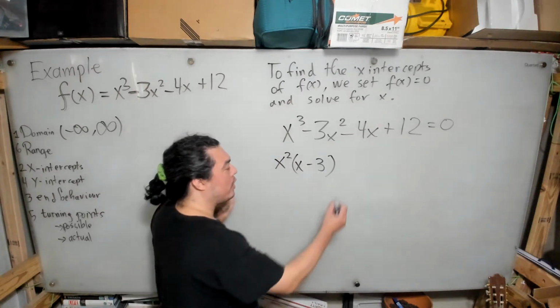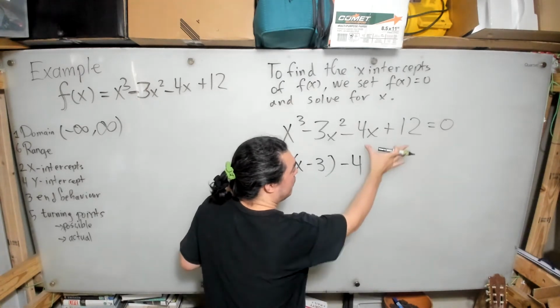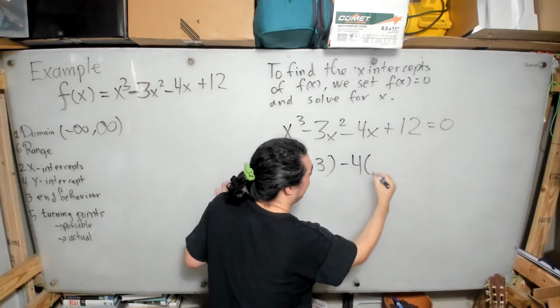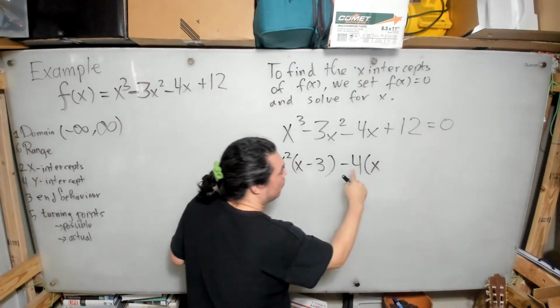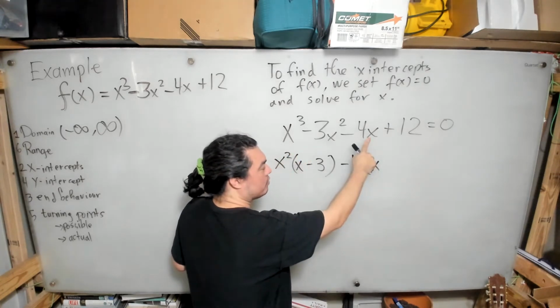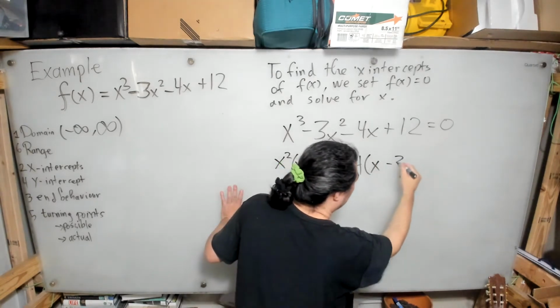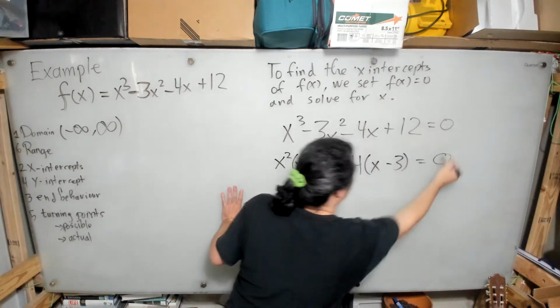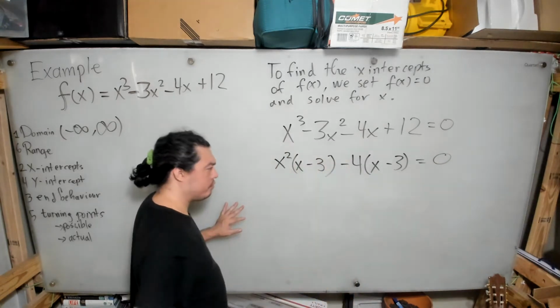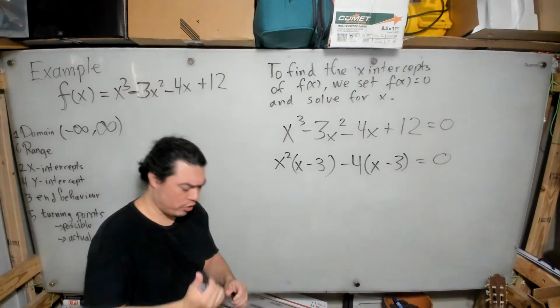So I'm going to pull a negative 4 out of the final two terms, and I get, aha, negative 4 times x gives me negative 4x. Negative 4 times negative 3 would give me positive 12. And look, let me walk you through this again.